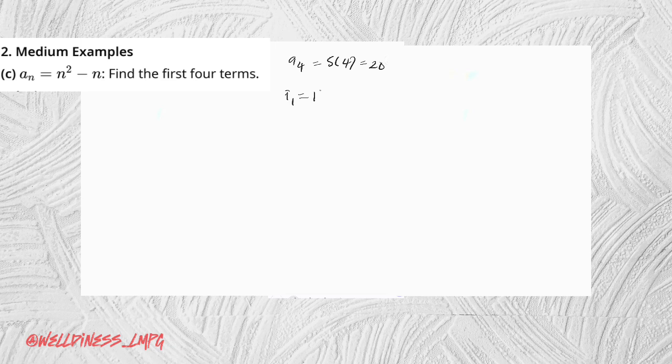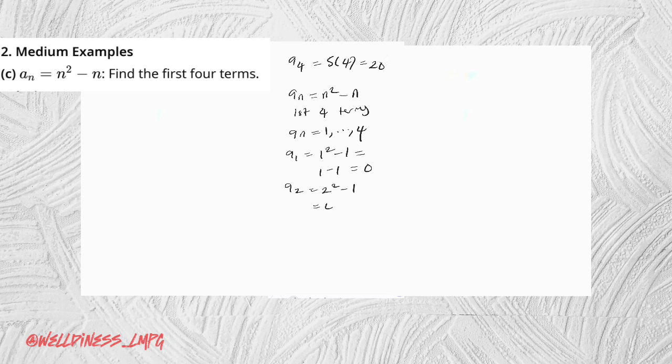For our medium example, we have an is equal to n squared minus n. Find the first four terms. This is also easy and nothing to be worried about, because all you have to do, like we always say, is for you to slot in the first four numbers, since you're looking for the first four terms. And we know the first four numbers are what? 1, 2, 3, and 4. So for a1, when you put 1 into n squared minus n, you have 1 squared minus 1, which is 1 minus 1, which will give you 0.